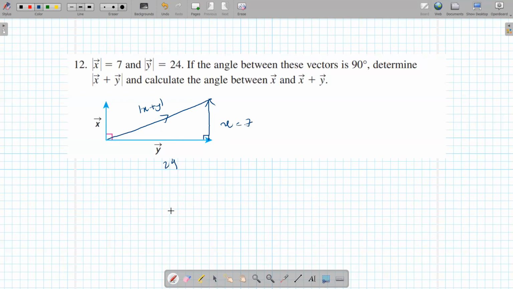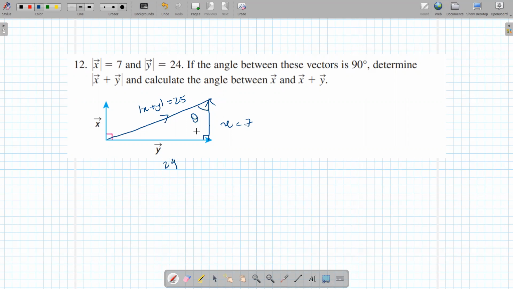How do you find x plus y? You find the hypotenuse. You just use the Pythagoras theorem. So square root of 7 squared plus 24 squared, the answer is 25. So this is 25. And it says calculate the angle between x and x plus y. So which angle are we looking for? It says between x and x plus y. The top one. Yeah, the top one.